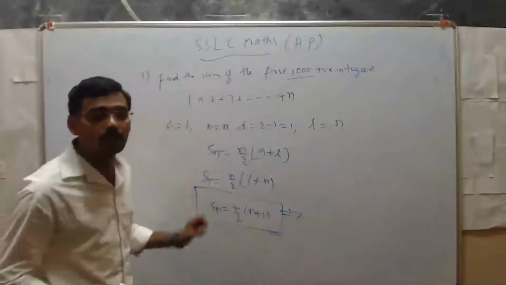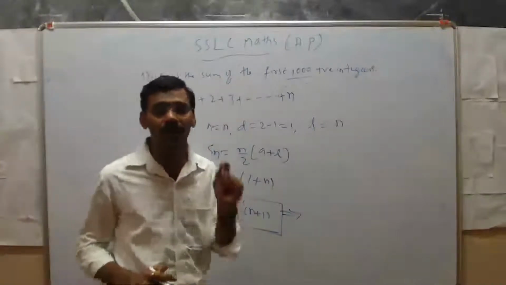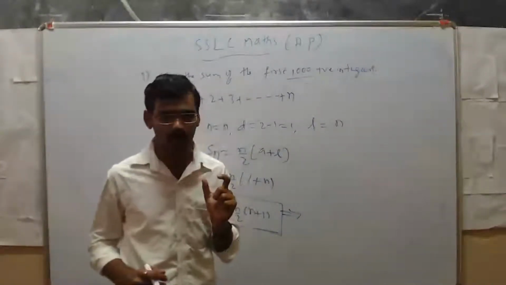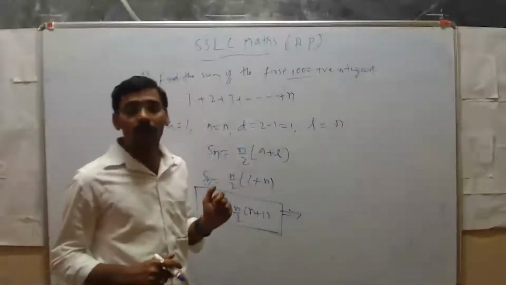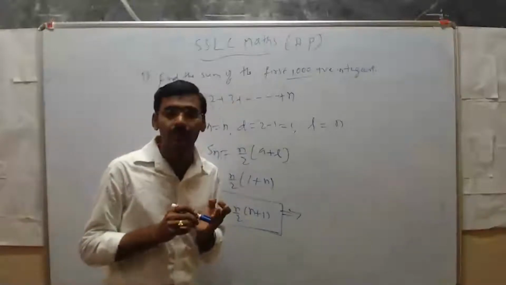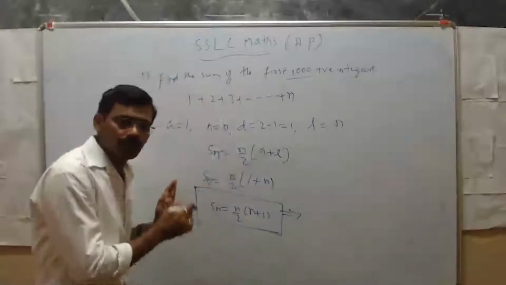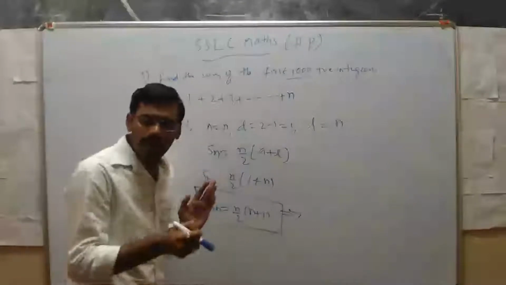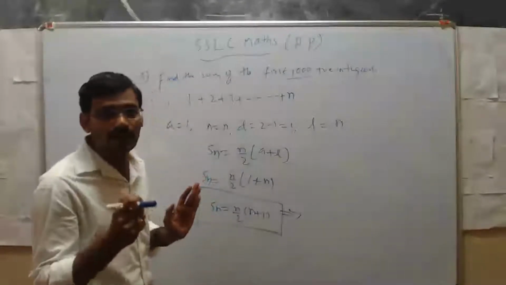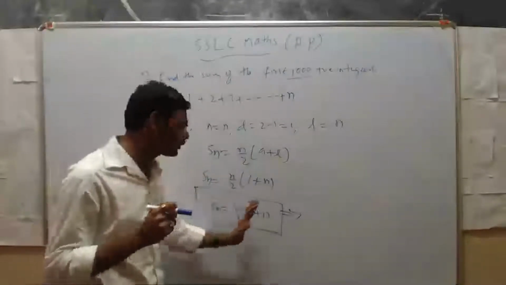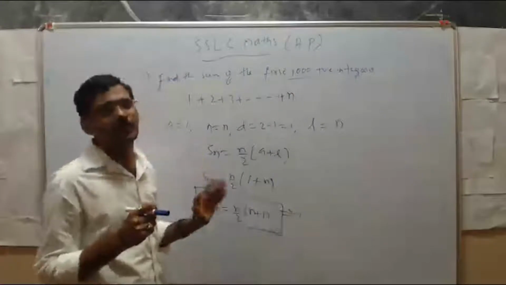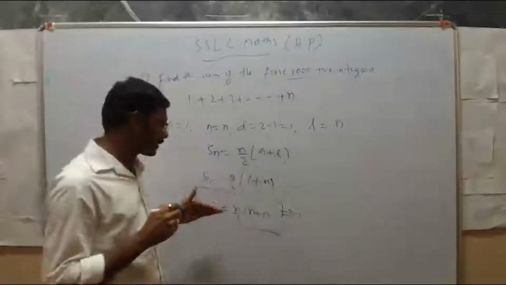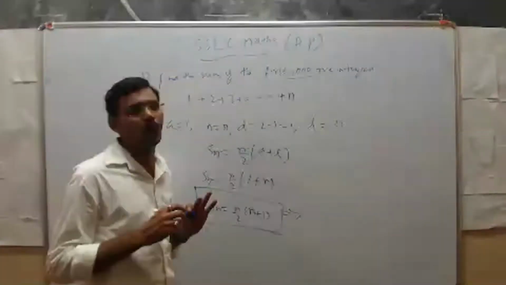This formula is used to find the sum of the first n positive terms. What is the formula to find the sum of the first n positive integers? Sn is equal to n by 2 into n plus 1 by 2.